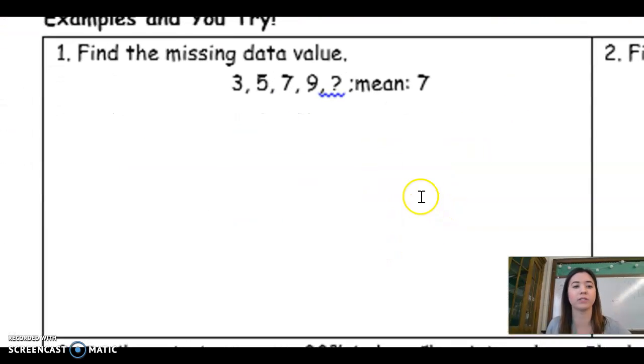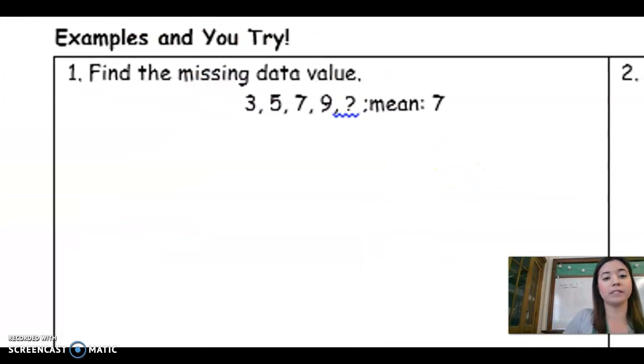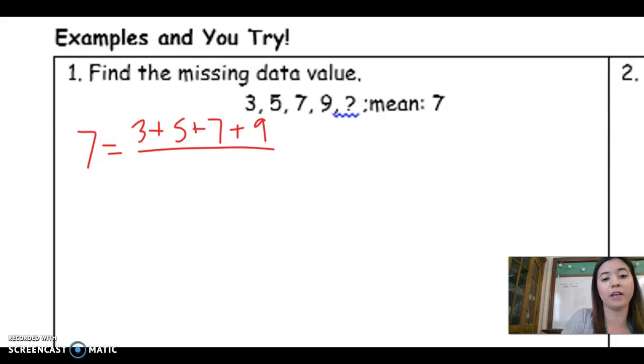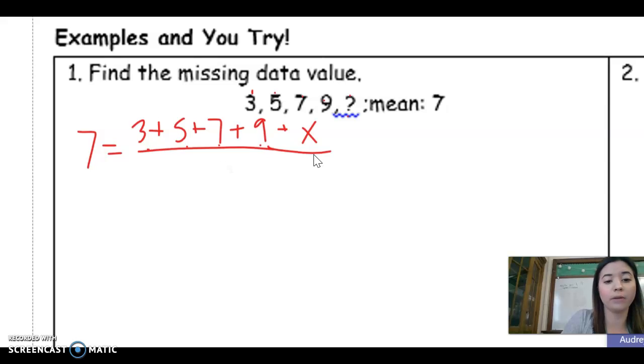So let's go ahead and try this one. So we're going to find the missing value. So my mean is 7. And again, it's the sum of all numbers on top. So we have 3 plus 5 plus 7 plus 9. And then question mark. So we're going to use x. And then how many numbers did we have? We had 1, 2, 3, 4, 5. So that will go on bottom.